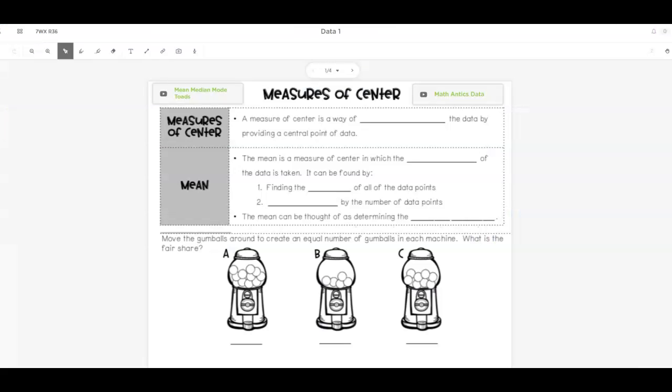All right, so tell me something that you learned about mean, median, or mode. The median is like in the middle. Median's in the middle. Good.